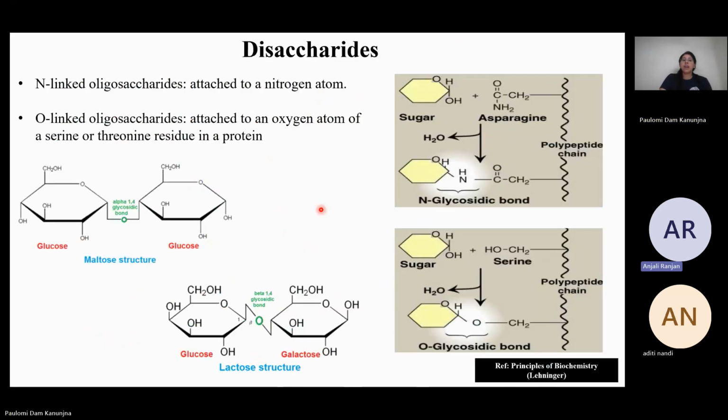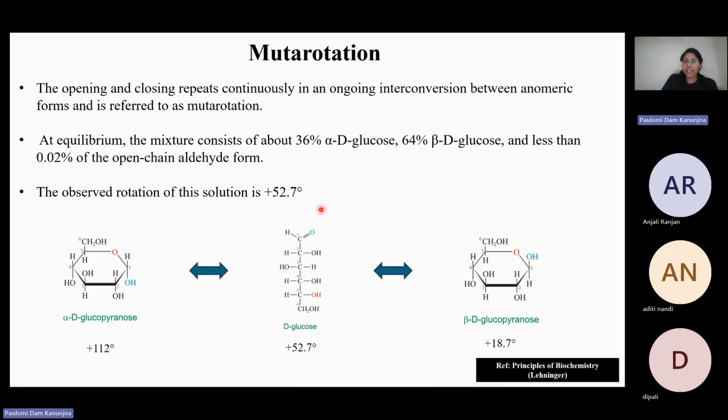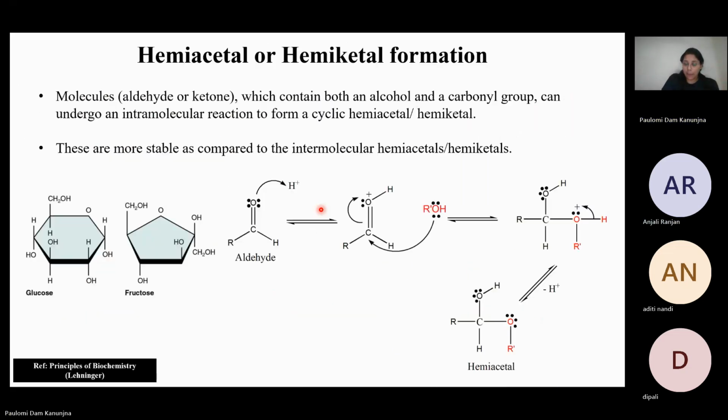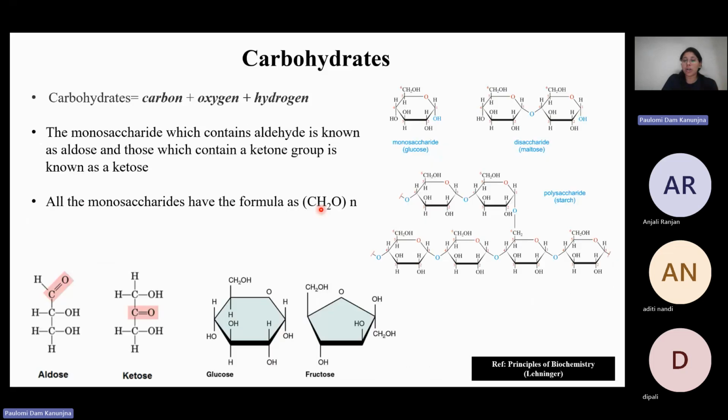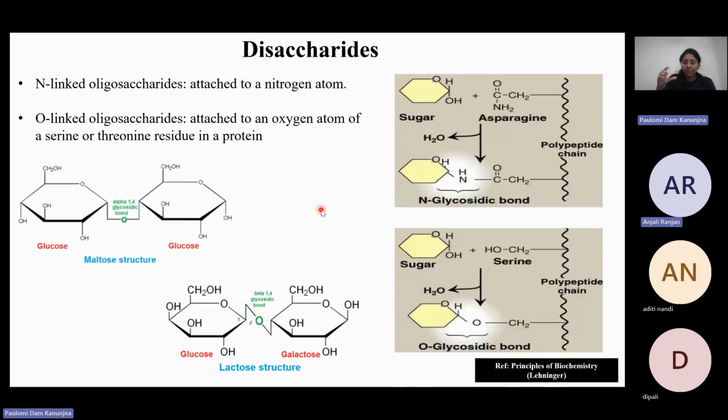Okay, right. So mutarotation, anomer, hemiacetal, hemiketal, epimers, enantiomers. These are all the topics that you will see in your slides. So I've tried to cover them here as much as possible.